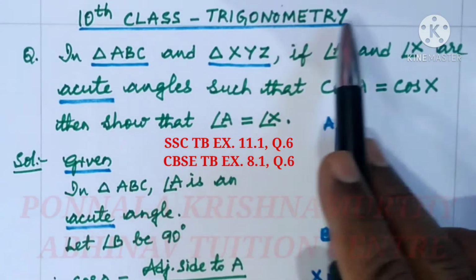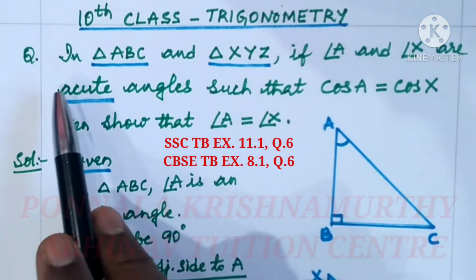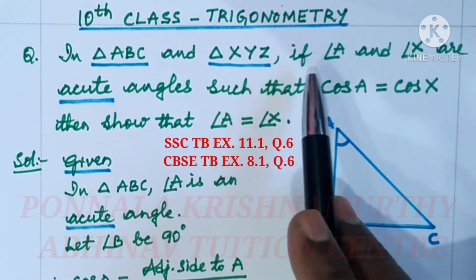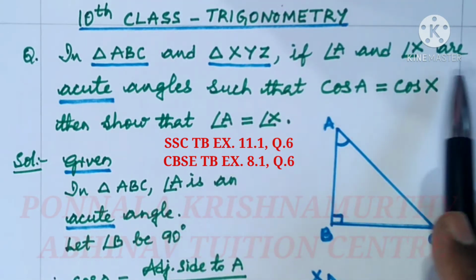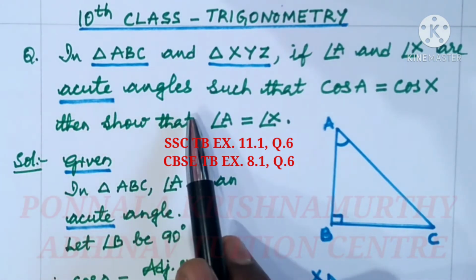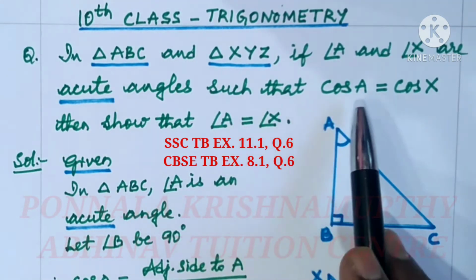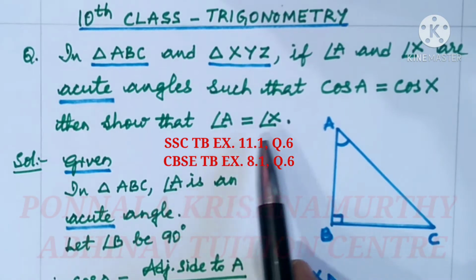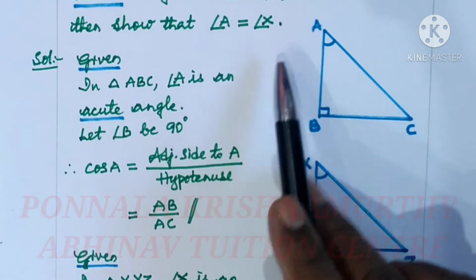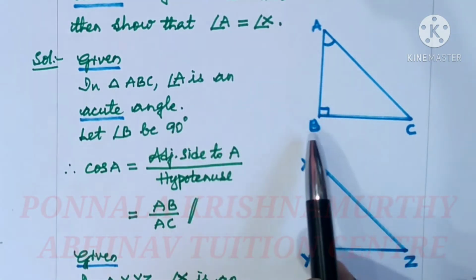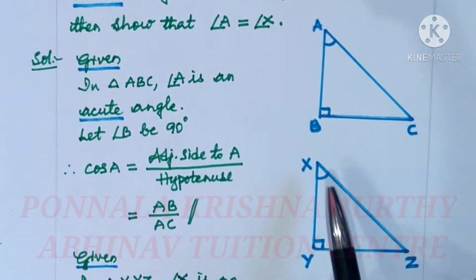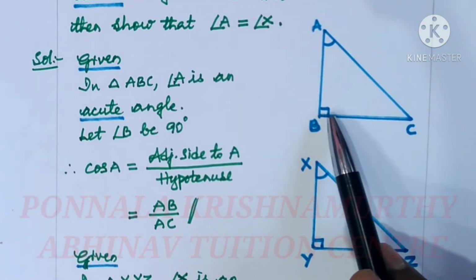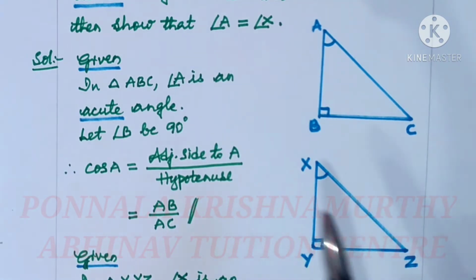10th class Trigonometry. In triangle ABC and triangle XYZ, if angle A and angle X are acute angles such that cos A is equal to cos X, then show that angle A equal to angle X. Here we have the triangle ABC and here the triangle XYZ. This is 90 degrees, this is 90 degrees.